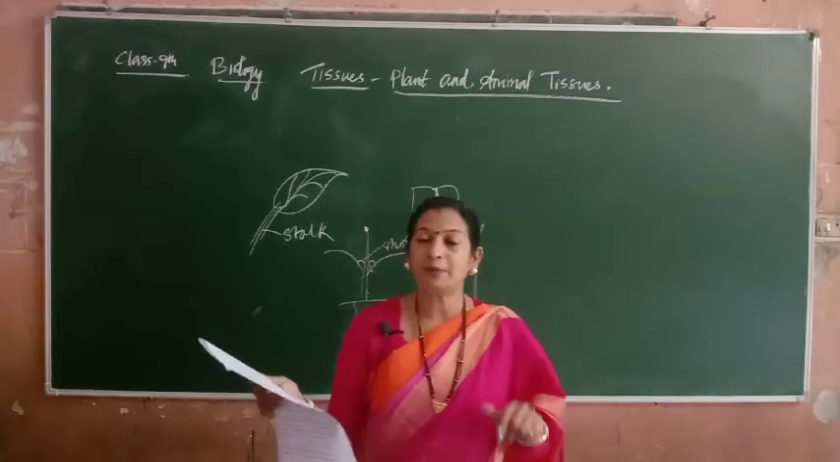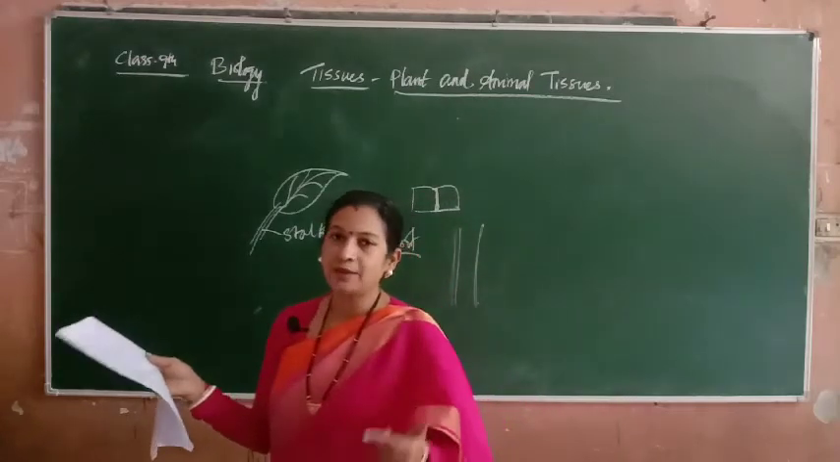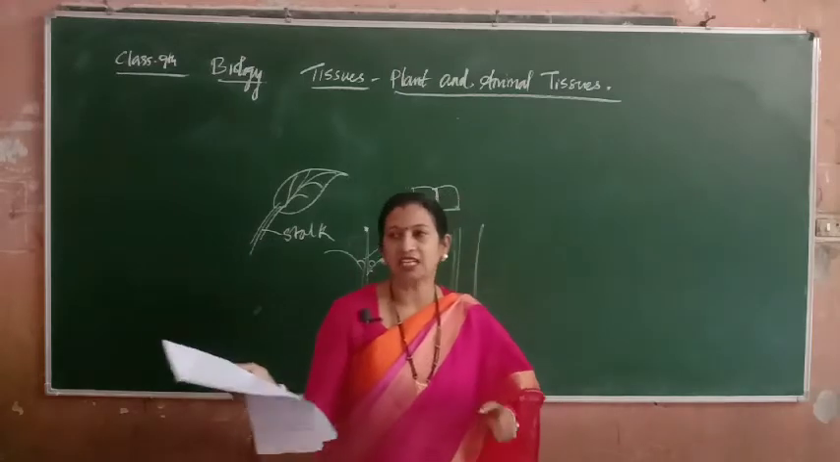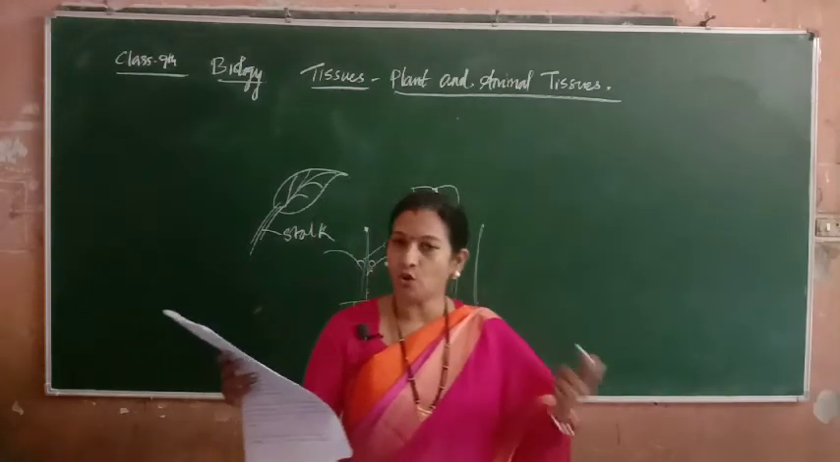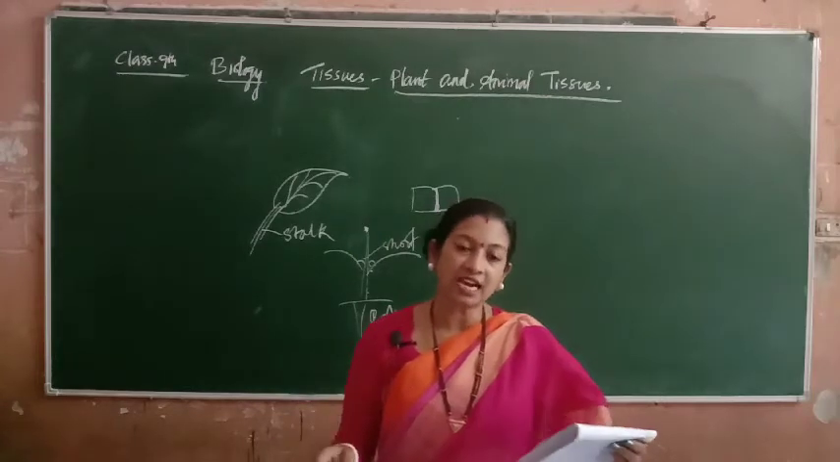Now, supporting permanent tissues are of three types. They are the parenchyma, collenchyma and sclerenchyma. Parenchymatous cells are thin-walled cells. They are either oval, circular or polygonal in shape, and the cells are living.